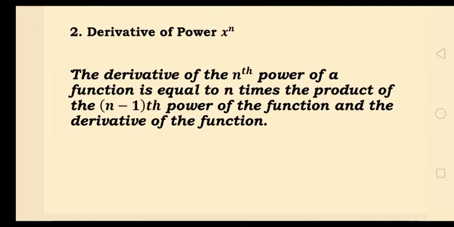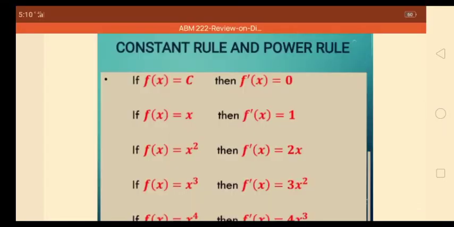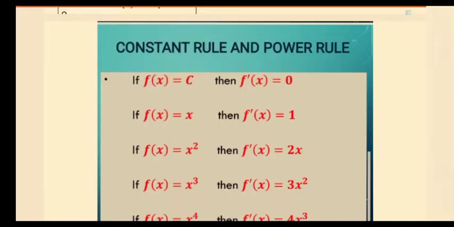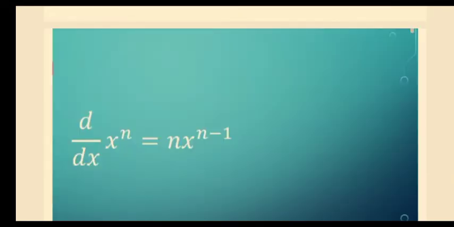Next is the derivative of a power x raised to n. So the derivative of the nth power of a function is equal to n times the (n minus 1) power of the function and the derivative of the function. So let me explain this constant rule and power rule. So this is the formula in power rule. So the derivative of x raised to n with respect to x is equal to the exponent n times the coefficient of the variable x raised to the power n minus 1.